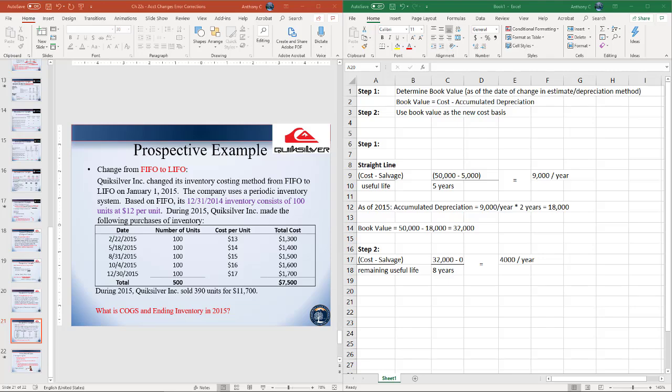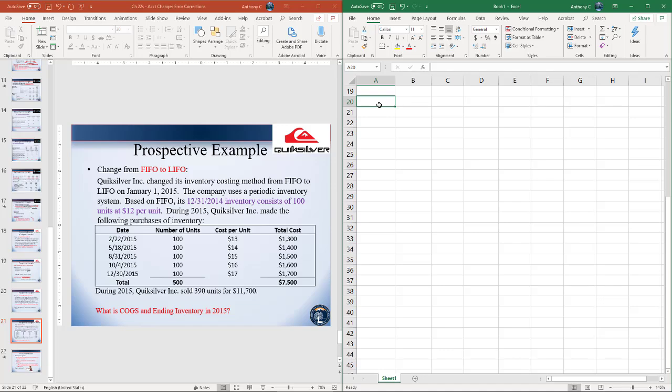So Quicksilver changed its inventory costing method from FIFO to LIFO on January 1st, 2015. The company uses a periodic inventory system, and based on FIFO, its December 31st, 2014 inventory consists of 100 units at $12 per unit. During 2015, Quicksilver made the following purchases of inventory, as shown here. And then during 2015, Quicksilver sold 390 units for $11,700. So what is their cost of goods sold and ending inventory in 2015?